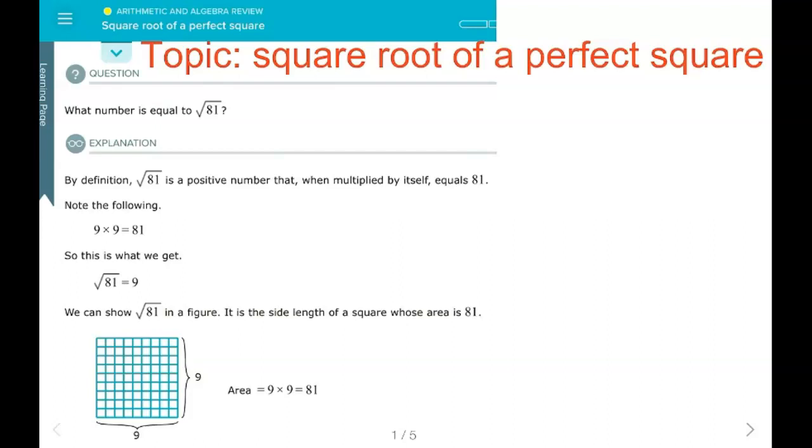Another way to say that is square root kind of asks the question, what times itself is that number? Well, 9 times 9 is 81, so the square root of 81 is 9.